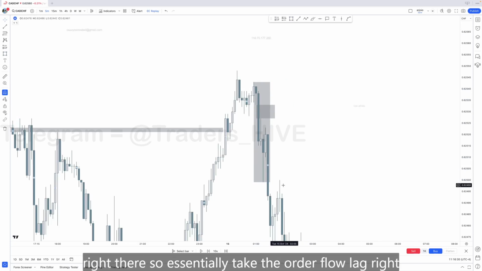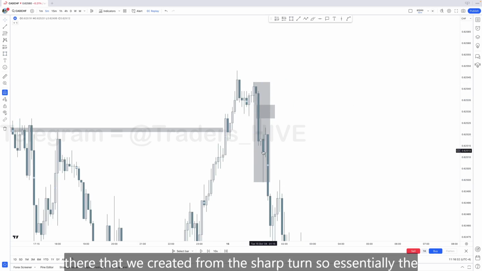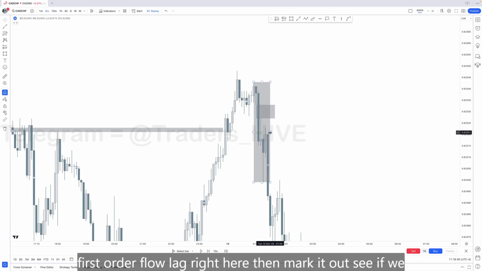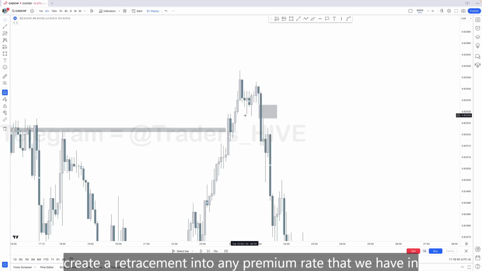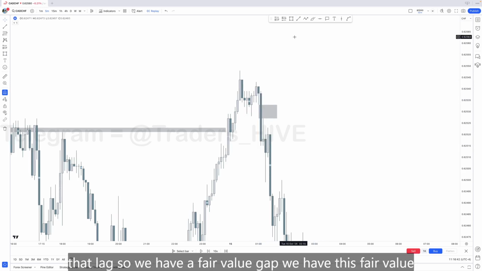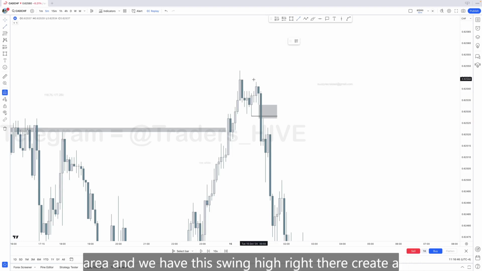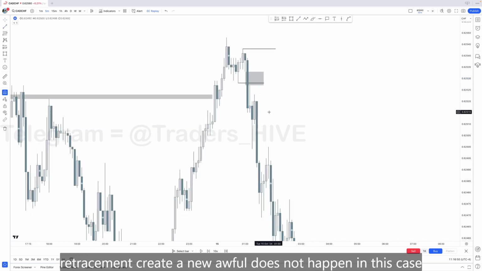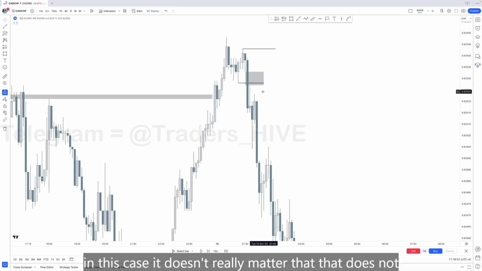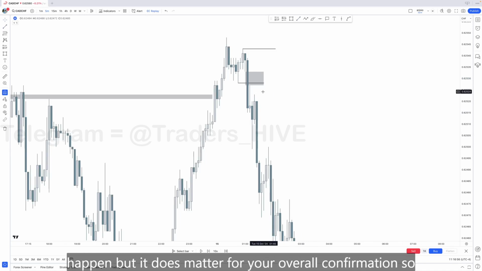So essentially, take the order flow leg right there that we created from the sharp turn. So essentially the first order flow leg right here. Then mark it out, see if we create a retracement into any premium array that we have in that leg. So we have a fair value gap, we have this fair value area, and we have this swing high right there. Create a retracement, create a new order flow leg. Does not happen in this case. In this case, it doesn't really matter that it does not happen, but it does matter for your overall confirmation.